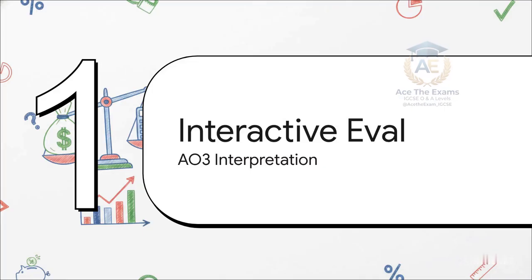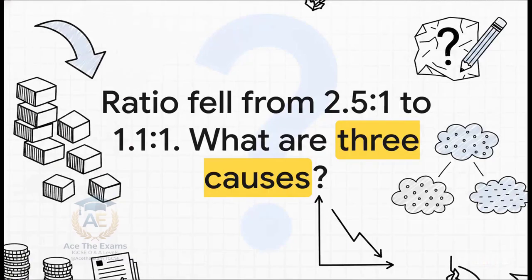Okay, let's step up the difficulty. Section 3 is our interactive evaluation, focusing on AO3, interpretation, and ratios. This is where we separate the passing grades from the A stars. Calculating a ratio is just a baseline skill. Identifying what that ratio actually means for a business's liquidity or profitability is what defines an elite response.